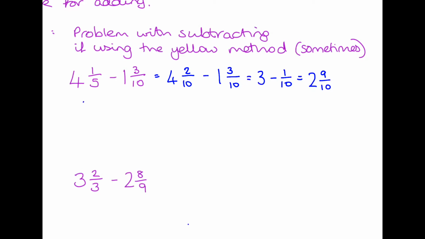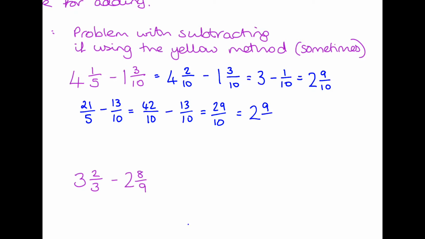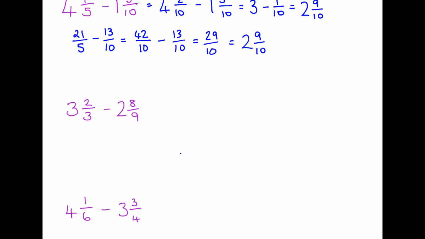So 4 5s are 20, add the 1 is 21, and you'd have 13/10. So your common denominator would still be 10s. You'd multiply the top by 2, and you'd leave that top as it is. You'd have to do 42 take away 13 is 29, so that's 2 9/10. Okay, so that's a fairly straightforward example, but we can see that the numbers in the fractions stay smaller and more manageable if we stick to using the whole numbers, not the improper fractions.